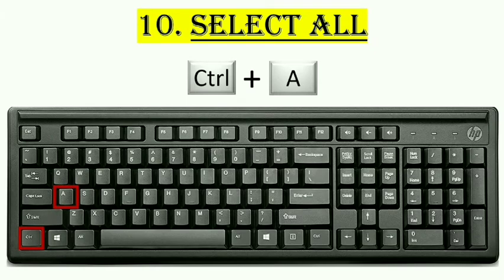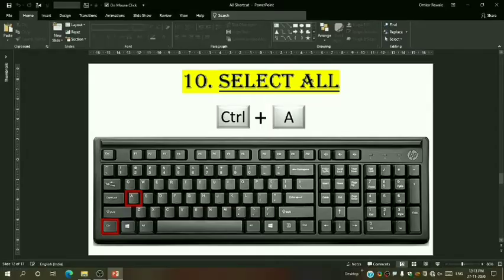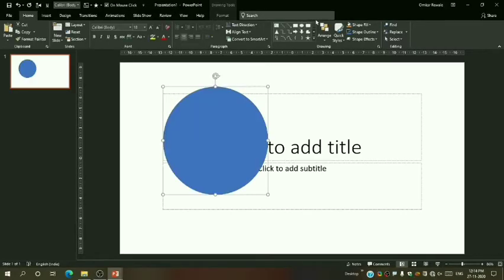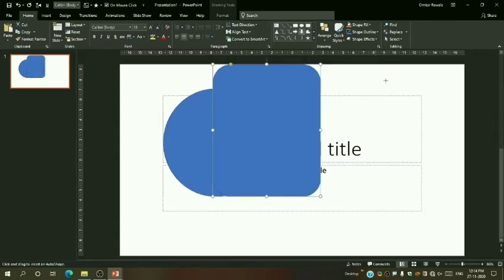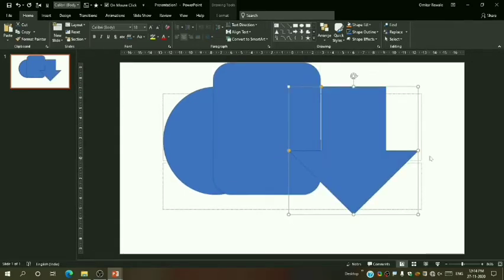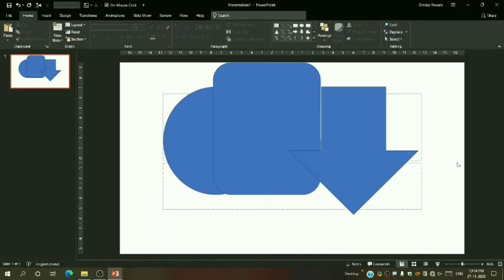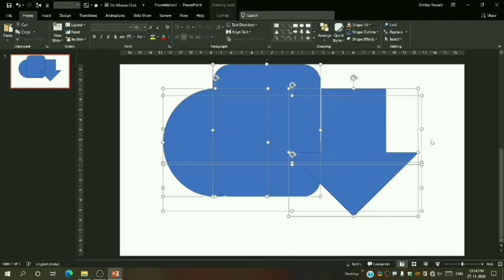So the 10th is the select all shortcut key. For that you have to press Ctrl plus A on your keyboard. So let me show you. Here suppose I include some objects and I have to select them all. In general we go here to the select panel and say select all. Instead, now I will press Ctrl plus A on my keyboard to select them all.